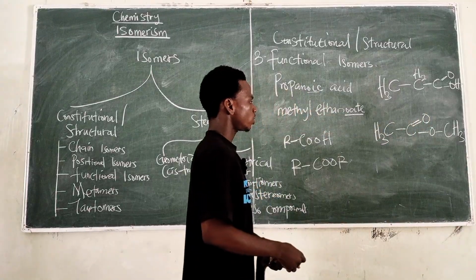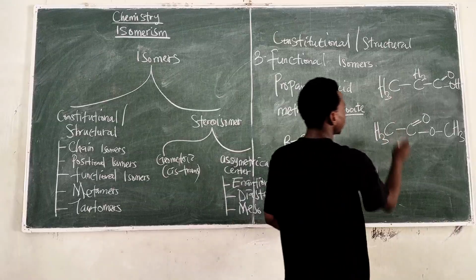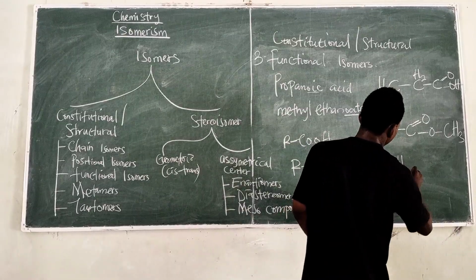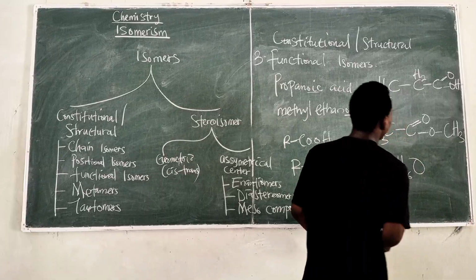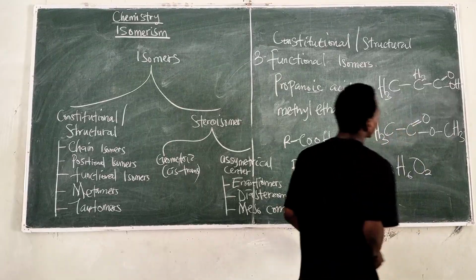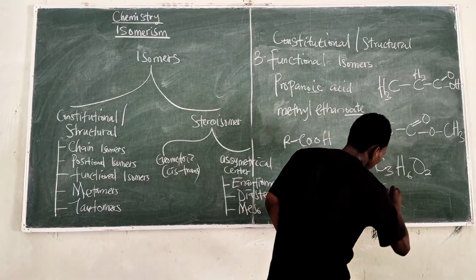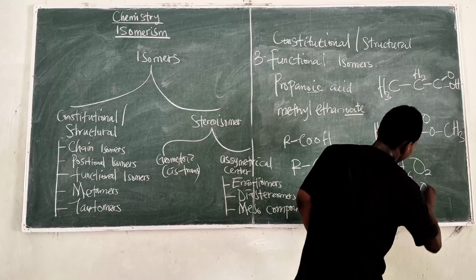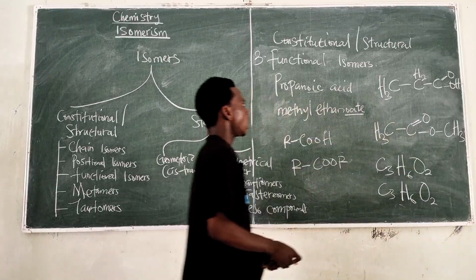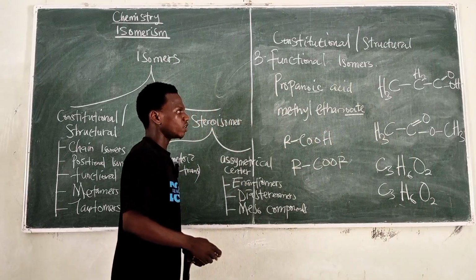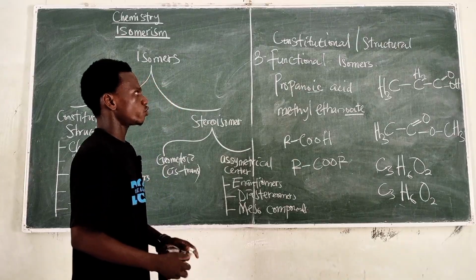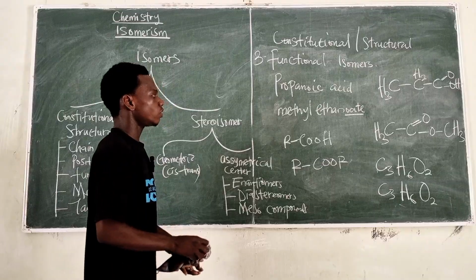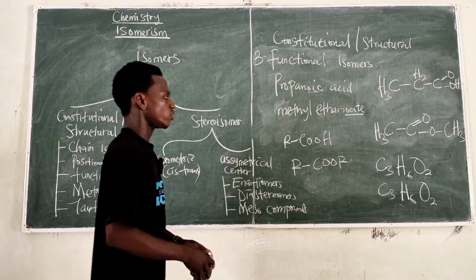So going by the molecular formula, this has 3 carbon atoms and 6 hydrogen atoms with 2 oxygens. This also has 3 carbon atoms with 6 hydrogen atoms and 2 oxygens. So these two are isomers with the same molecular formula but different structures. Functional isomers are isomers with the same molecular formula but different functional groups.